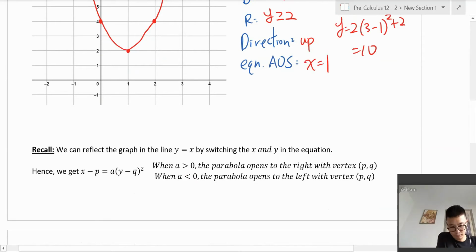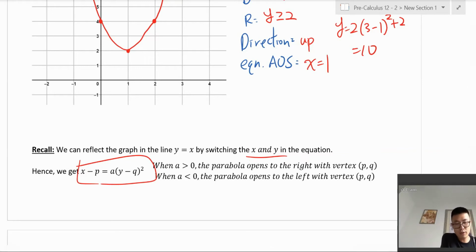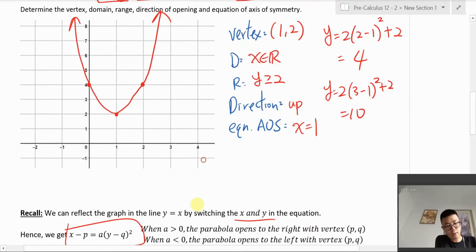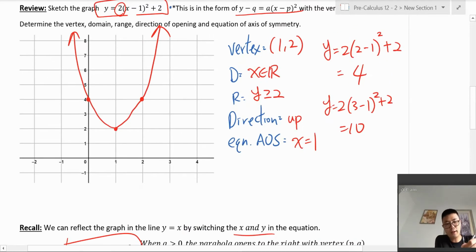However, we did this earlier in the year in the transformation unit, I believe. We can actually reflect the graph in the line y equals x by switching the x and y in the equation. And therefore, we get x minus p equals a times y minus q squared. And if a is bigger than 0, this case, the one we have here, a is bigger than 0.